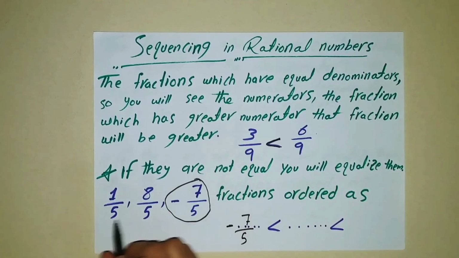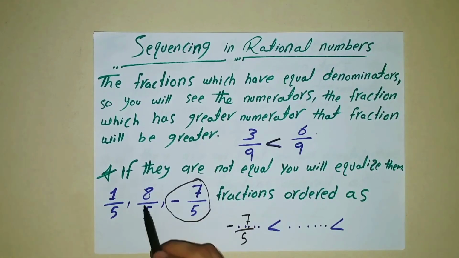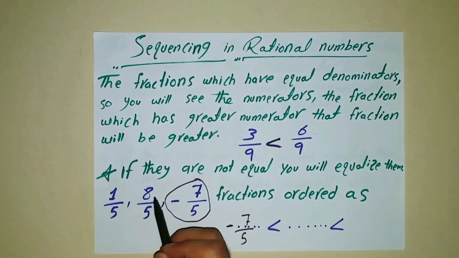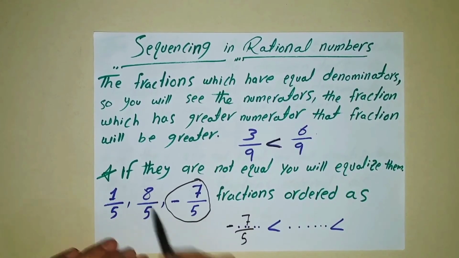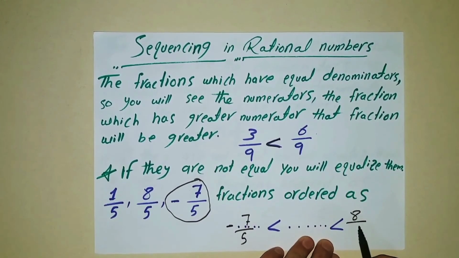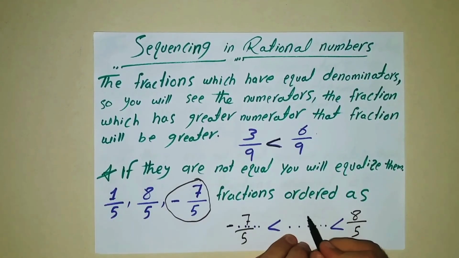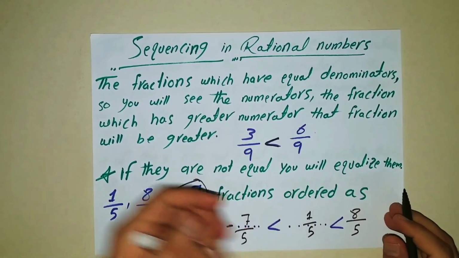Now I will check, these both have the same denominator, and I will check which has a greater numerator; that number will be the greater. So here 8 is greater, so 8.5 is greater than 1.5.